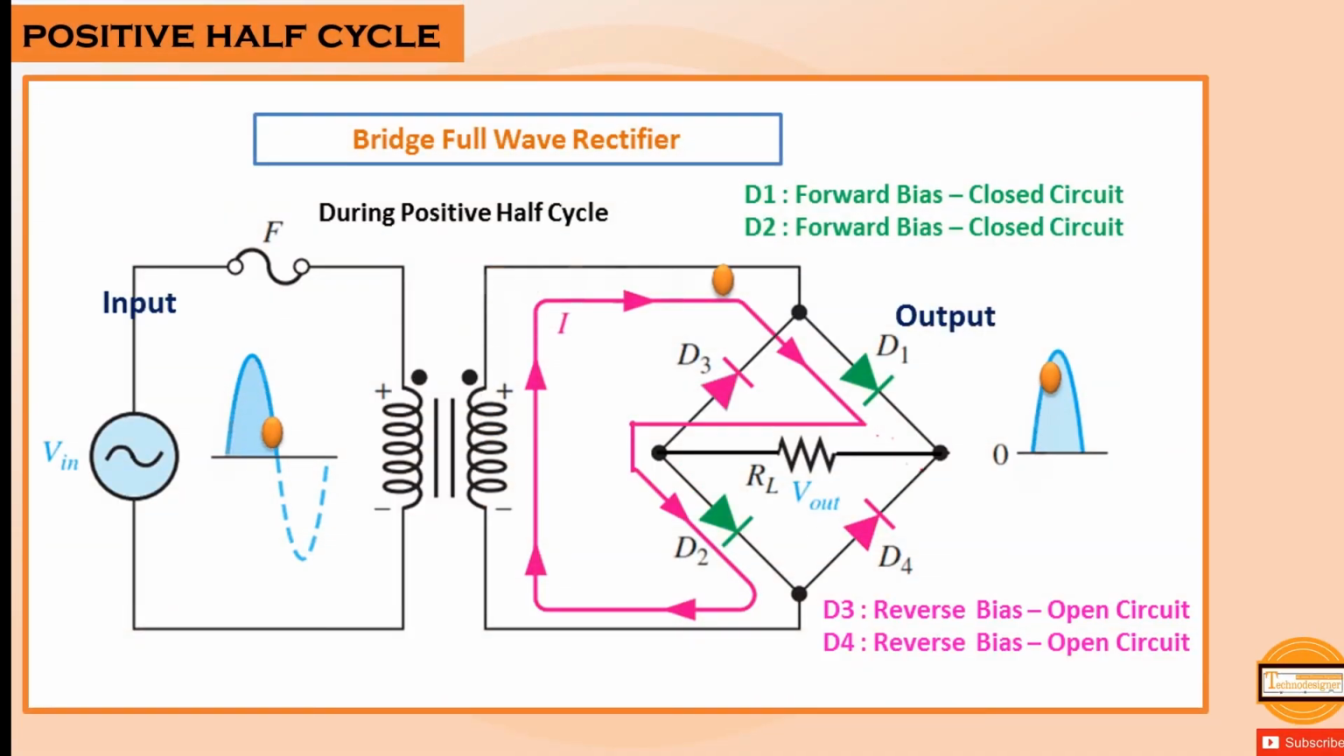Positive half cycle of bridge rectifier. As discussed previously, during the positive half cycle of the full-wave bridge rectifier, D1 and D2 are forward biased, so current will flow through these diodes and create a positive half cycle as shown in the figure.